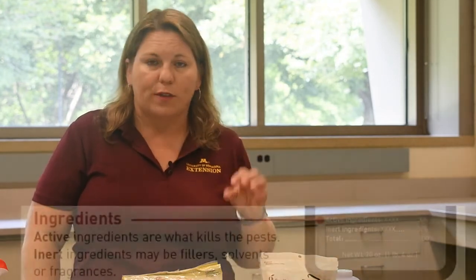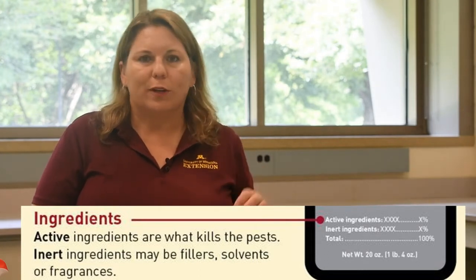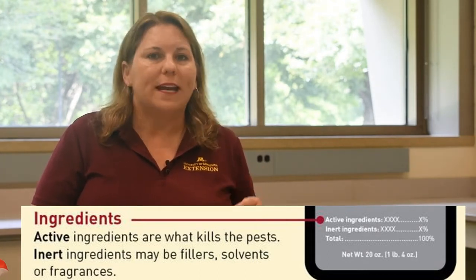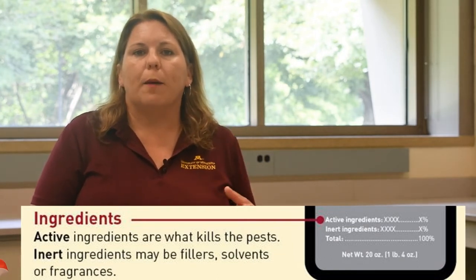So as a review, the active ingredient is what actually controls the pest. So that's the particular chemical that either kills or repels or mitigates the pest in that product. The inert ingredients are what make up the final product that you're going to purchase.